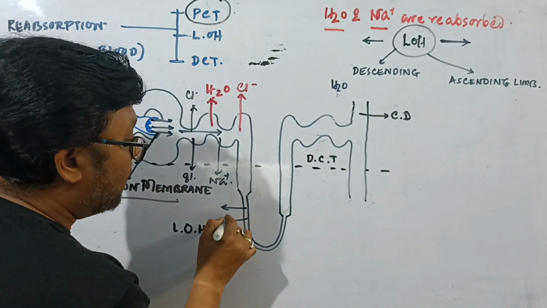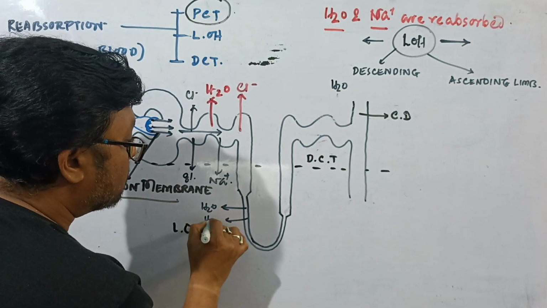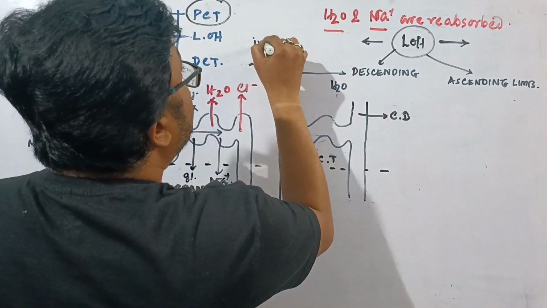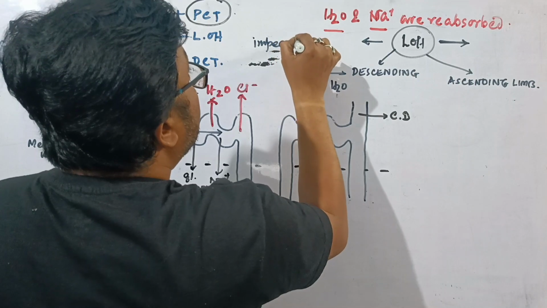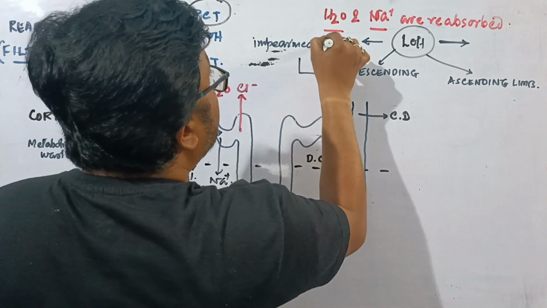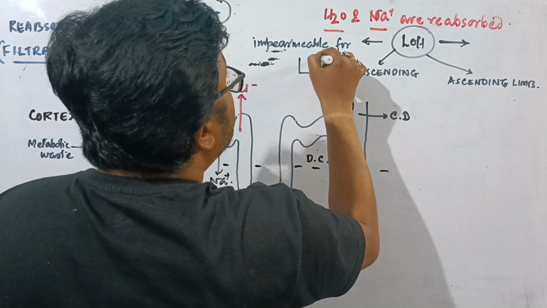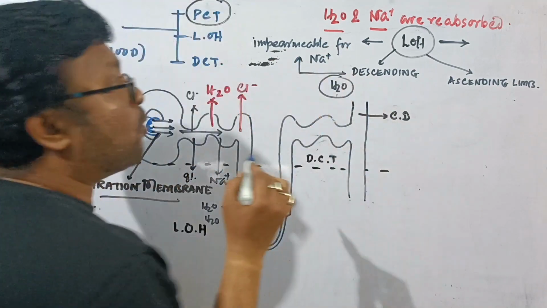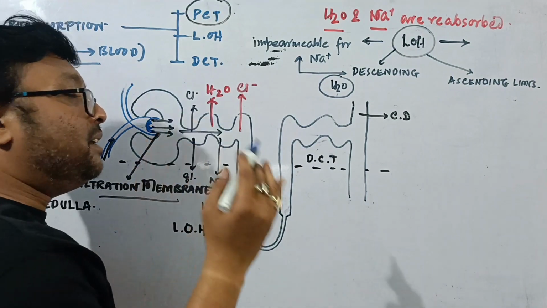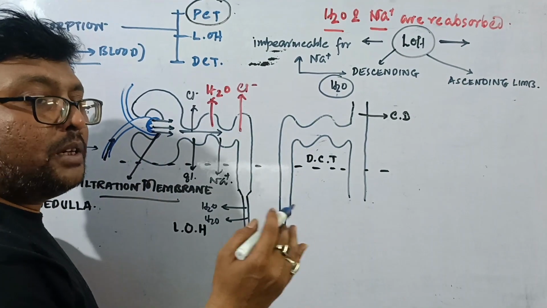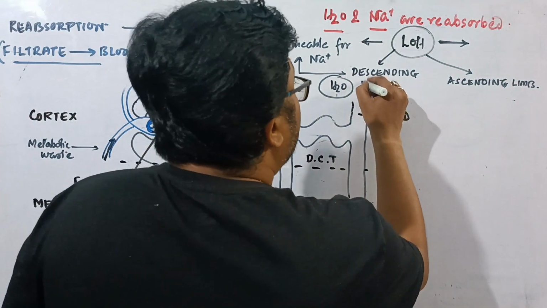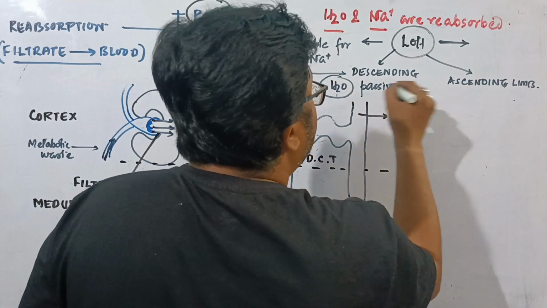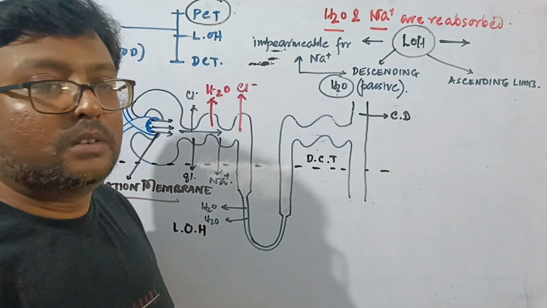তাহলে ডিসেন্ডিং লিমে কি অ্যাবজর্ব হচ্ছে? ওয়াটার। ডিসেন্ডিং লিম we can say it is impermeable for sodium ion. So only reabsorption of water occurs, and we can say that this reabsorption takes place through passive process. It takes place passively. মনে থাকবে?